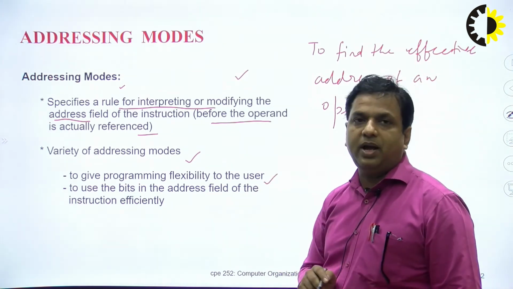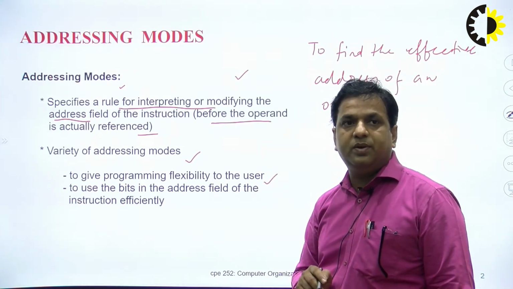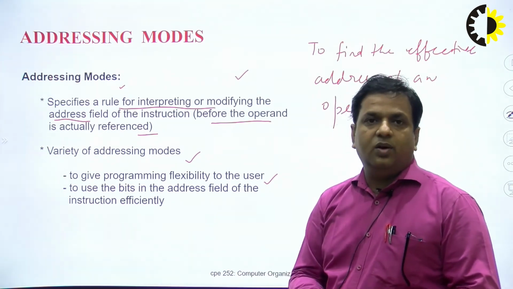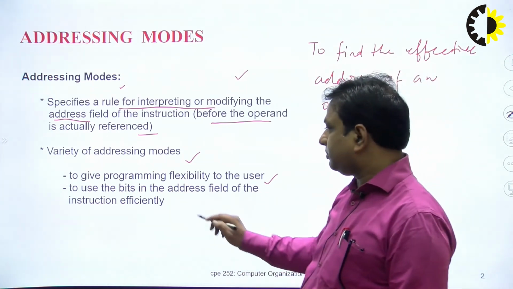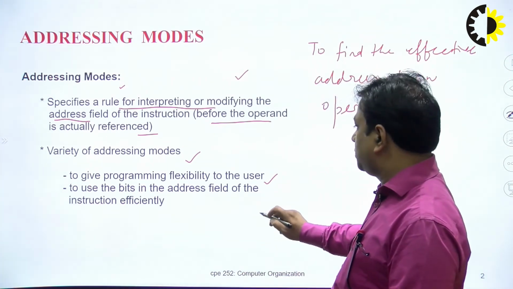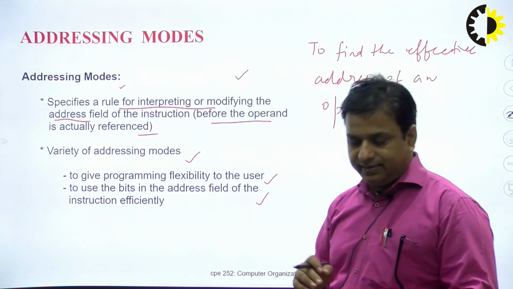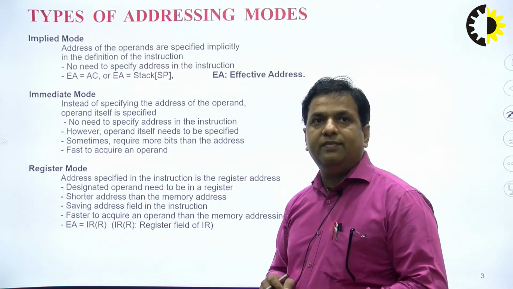Why are we using the addressing mode? Because it gives the user flexibility for calculating the address of an operand in different modes. Next, it is used to use the bits in the address field of the instruction efficiently. So there are different types of addressing mode.